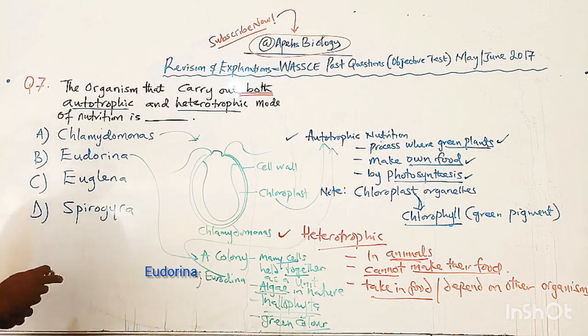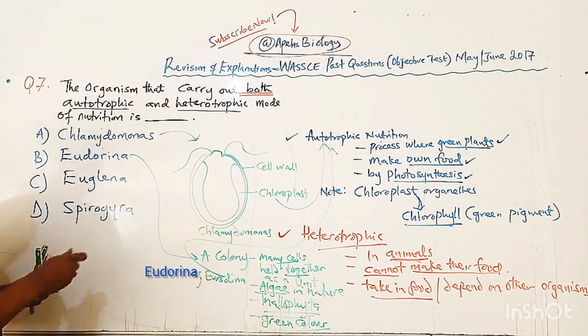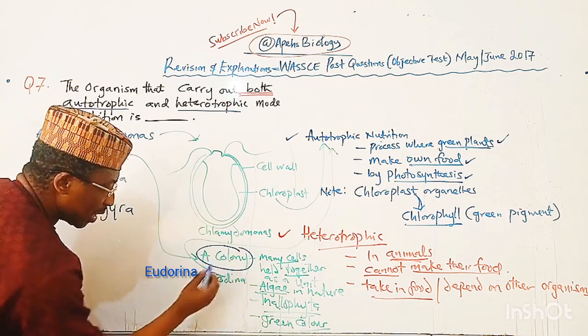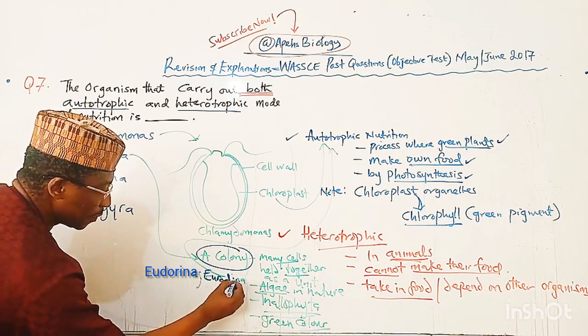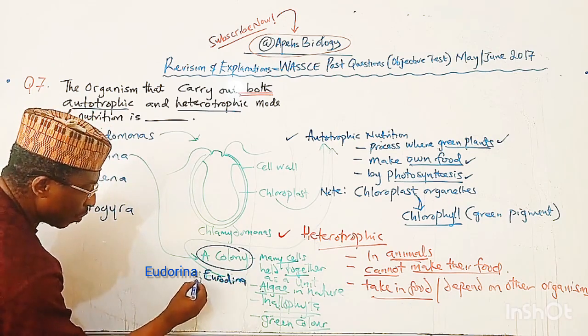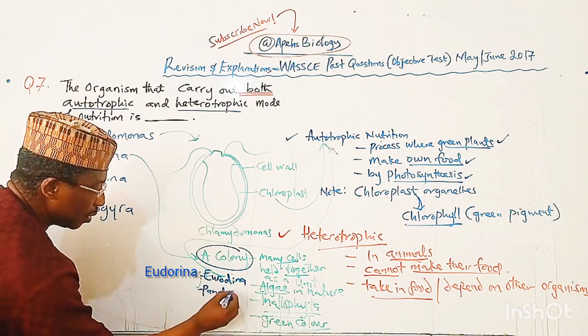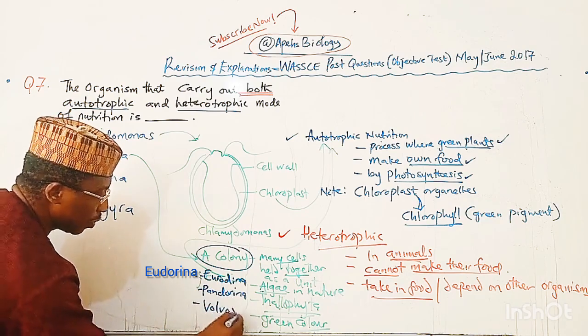There are other organisms apart from Eudorina that exist as colony. Take note of that, because it can come up with other questions. Other examples of organisms that exist as colony, as I said, you have Eudorina, all right? There's another one they call Pandorina. There's another one they call Volvox, all right?